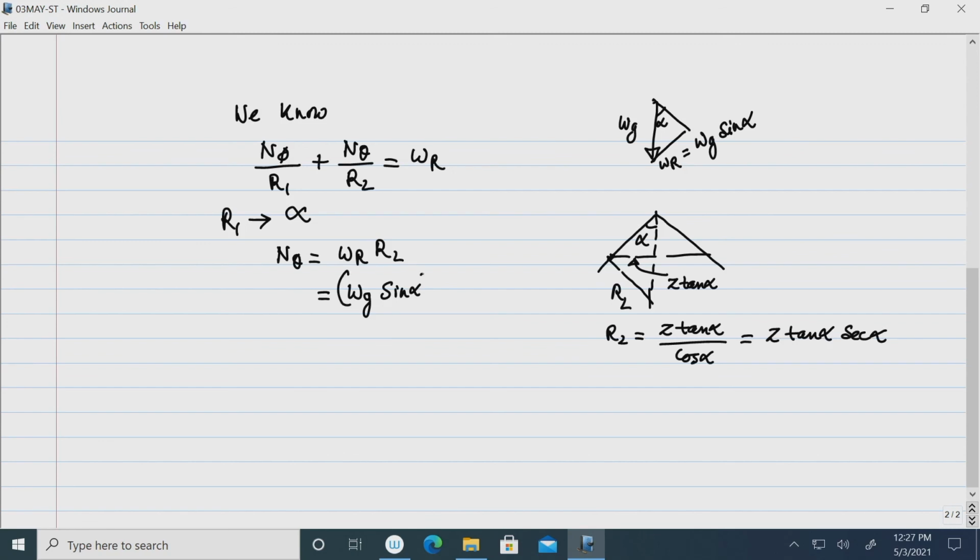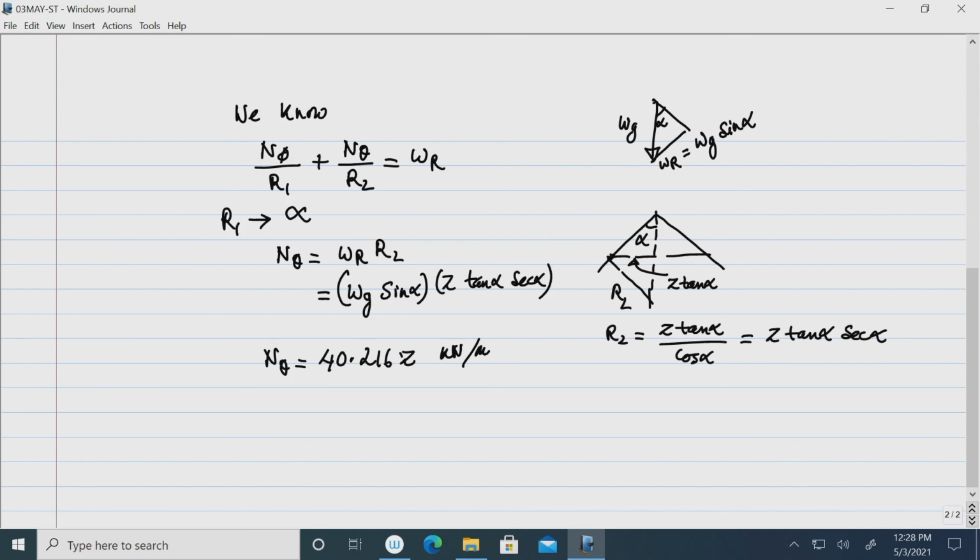So, N theta is W_g into r2, and r2 is z tan alpha sec alpha. After putting the value of W_g as 2.5 kilonewton per meter square and the angle alpha as 76 degree, we ultimately get the value of N theta as 40.216 z. This is the value of N theta, and it is kilonewton per meter run, and it is compressive.